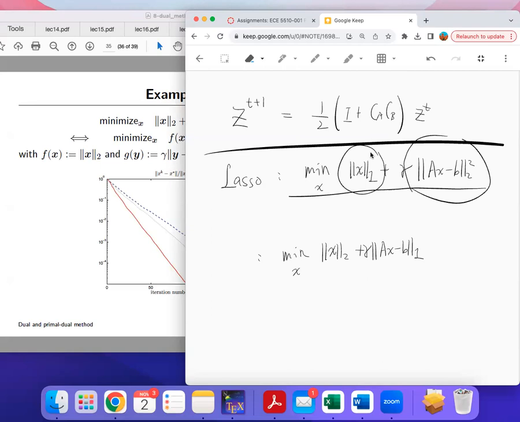But the second one, we put the L1 norm on the error part. This is in statistics. This L1 norm is much more robust to outliers. When your data Ax minus b is corrupted by outlier noise, then it is much better to use the L1 norm than the least mean square solution.